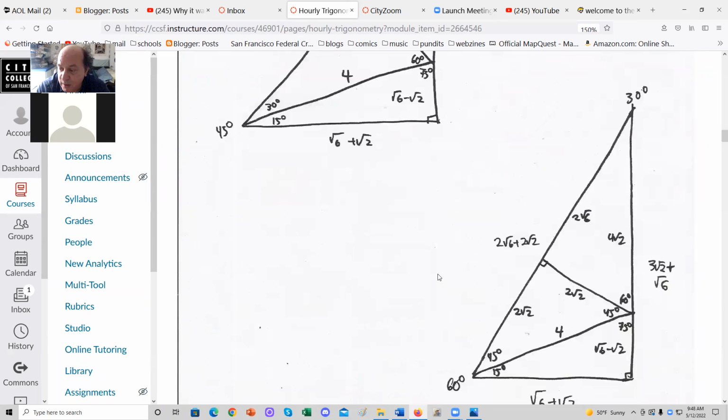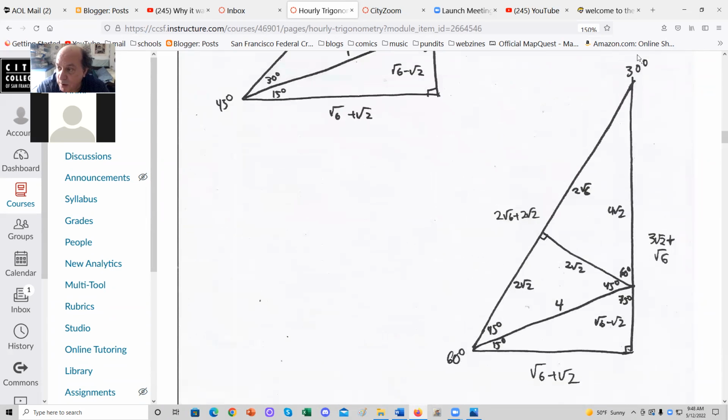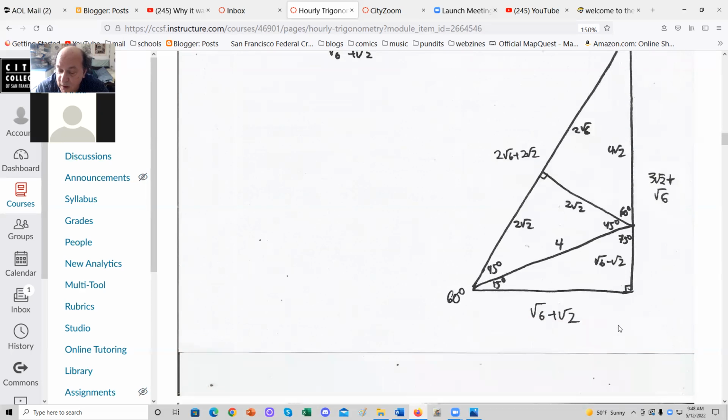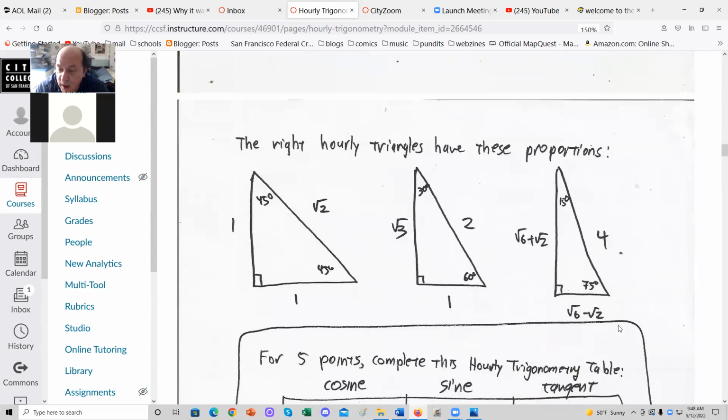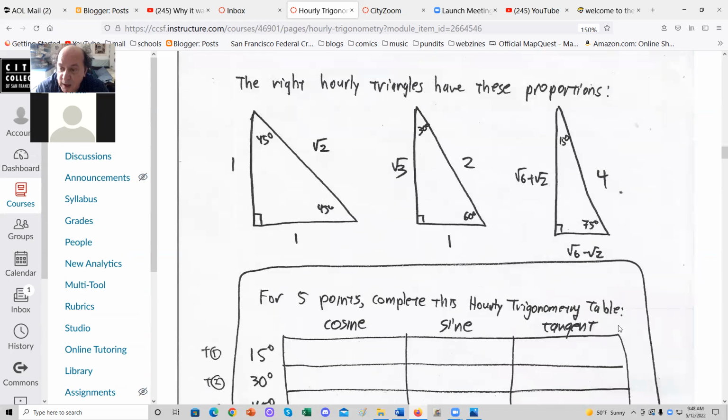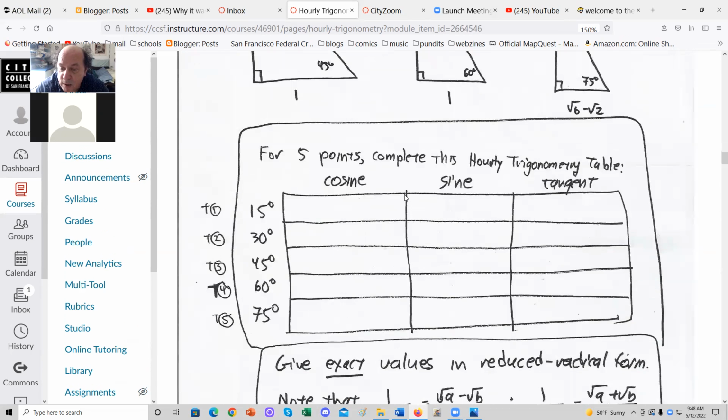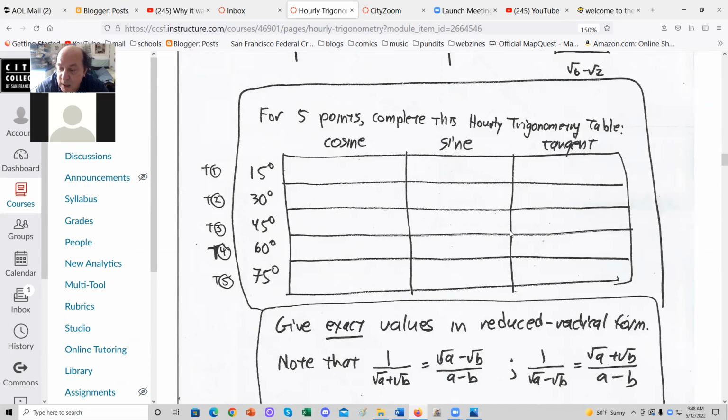So here's an example. Here's another example. The big triangle is a 30, 60, 90. And here's an isosceles right triangle. Here's a 30, 60, 90. And here's a 15, 75, 90 triangle. And again, we can figure this out. We start with this side being 4, and you can figure out each of these other sides and eventually get the same ratios for the 15, 75, 90 triangle. So we have these proportions, and given these proportions for these triangles, we can complete this table for 5 points.